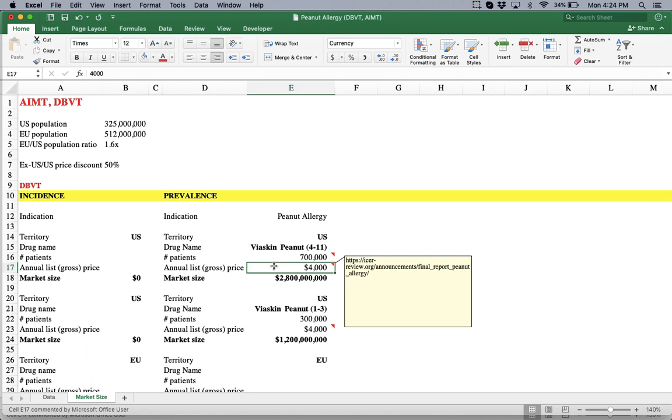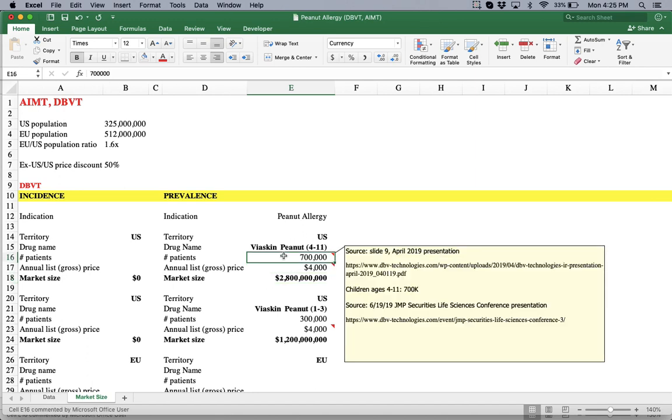Or you might find an author that writes an article saying we think the company might charge this much. In this case, there's an organization called ICER, which is a nonprofit that looks at new treatments as they're coming out and kind of writes a review as to how much the company might charge for this. So they come up with a price of about $4,000 a year. So that's what we'll use here. And then you multiply the patient pool and then the price together and you get your total market size.